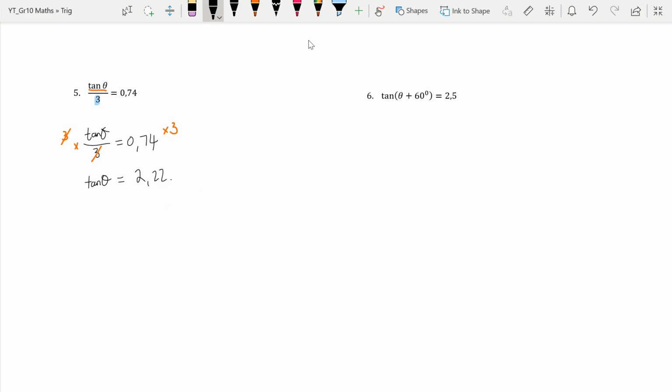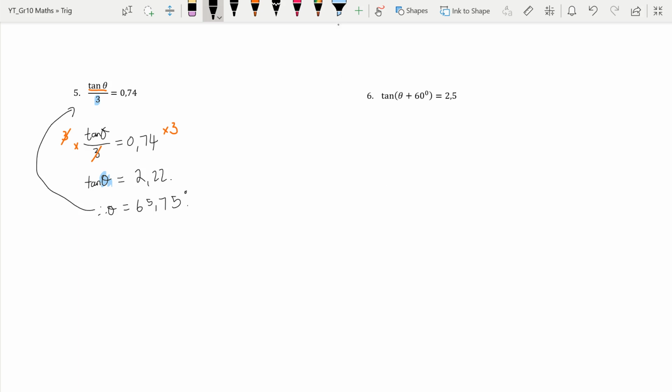All right, and now we use our calculators to solve for theta. Into the calculator, shift tan 2.22, and that gives me my angle. My angle is 65.75, and you can obviously check whether that works when we substitute that back in there.